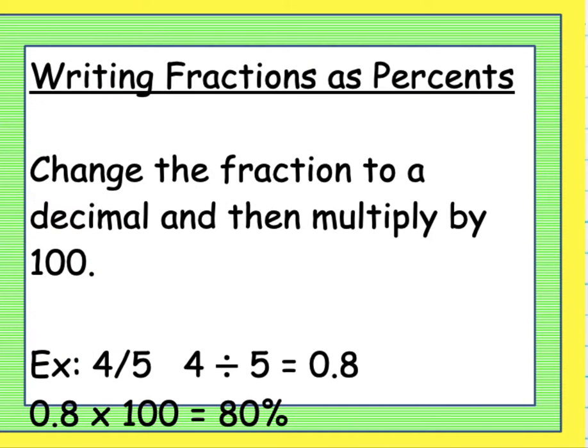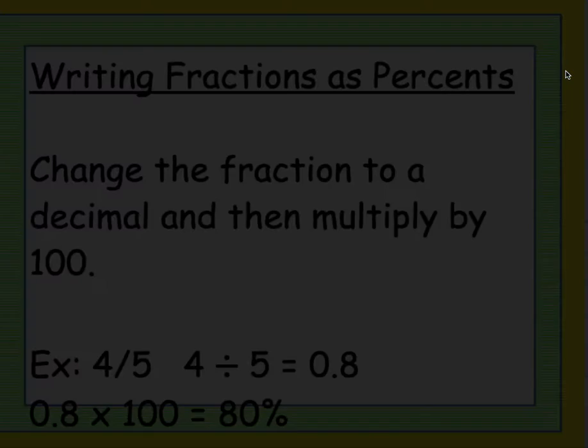Writing fractions as percents, we change the fraction to a decimal and then multiply by 100. So we've got a chain of events going on here this time. 4/5 is 4 divided by 5 equals 0.8. 0.8 times 100 is 80%.